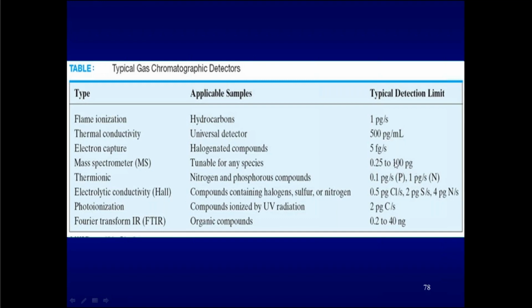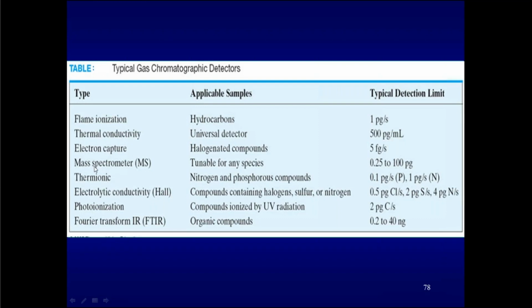Picogram level, what is a picogram? Comparison to gram, 10 raised to minus 12 gram is a picogram. This is Fg, femtogram, so it is 10 raised to minus 15. Then you have the thermionic, that is nothing but the NPD detector. It is selective towards nitrogen and phosphorus containing compounds. Sensitivity to phosphorus is much higher than to nitrogen, about 10 times more. So if it is 0.1 picogram, then for nitrogen it's 1 picogram.